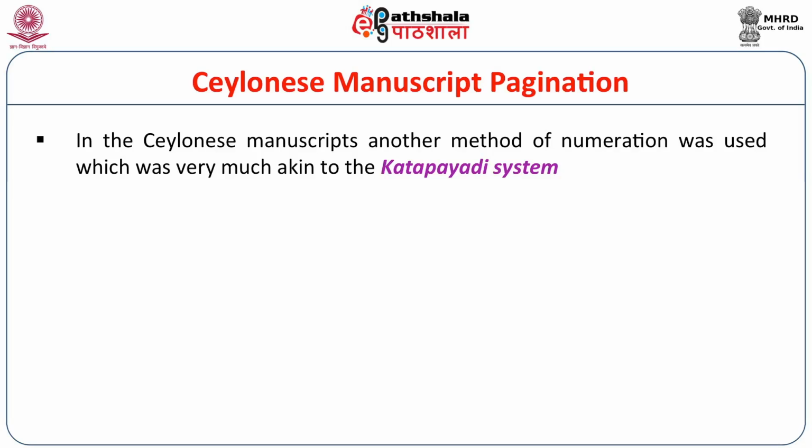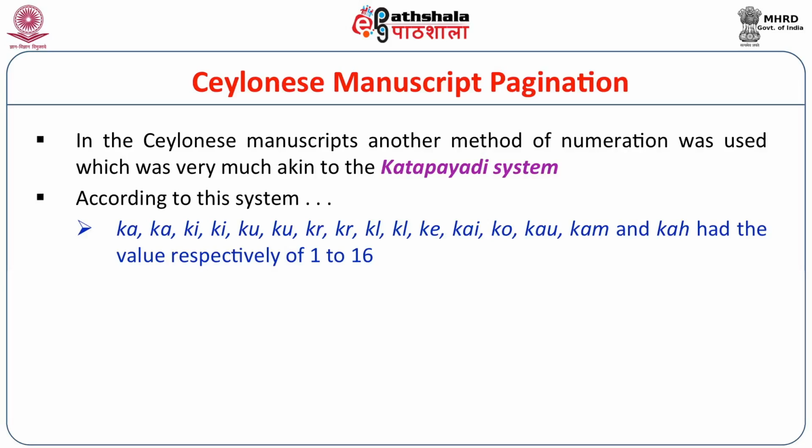In Ceylonese manuscripts, another method of numeration was used, which was very much akin to the Kattapayadi system. According to this system, ka, ka, ki, ku, etc. had the value respectively of 1 to 16. Here you can find one consonant added with some medials, and altogether there are 16 such medials which were added to the consonant, and they actually represent 1 to 16.